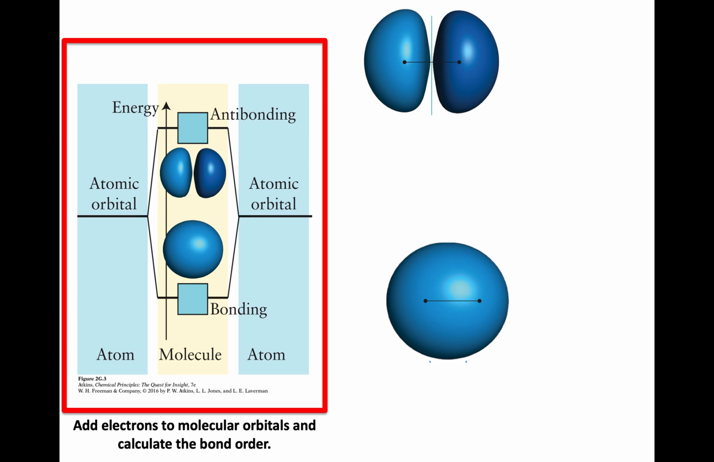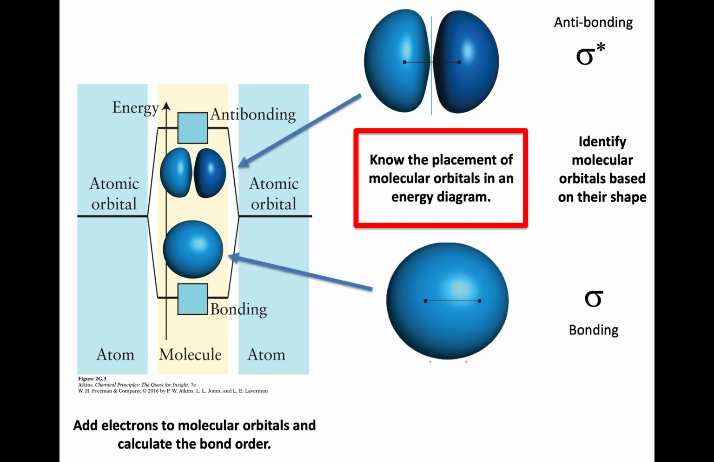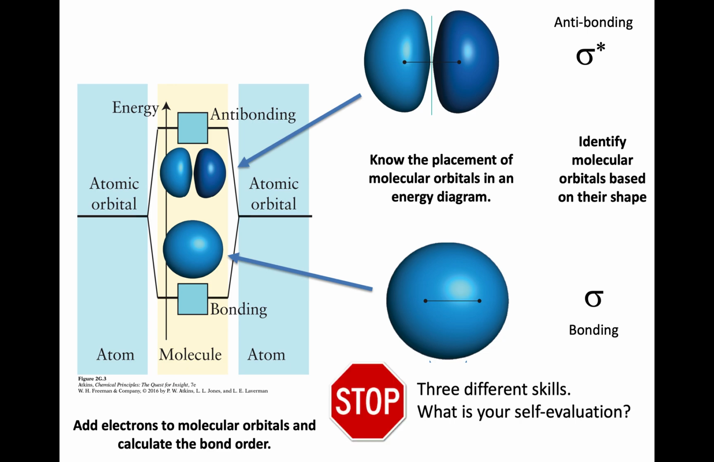Here's an energy level diagram. We want to be able to add electrons to molecular orbitals and calculate the bond order. We want to be able to make sense of that symbolism, identify molecular orbitals based on their shape, and then be able to place those. Where are the molecular orbitals found in an energy level diagram? These are three different skills. What is your self-evaluation of these? Which ones can you do? Which ones do you have difficulty with? Share your answers, please.